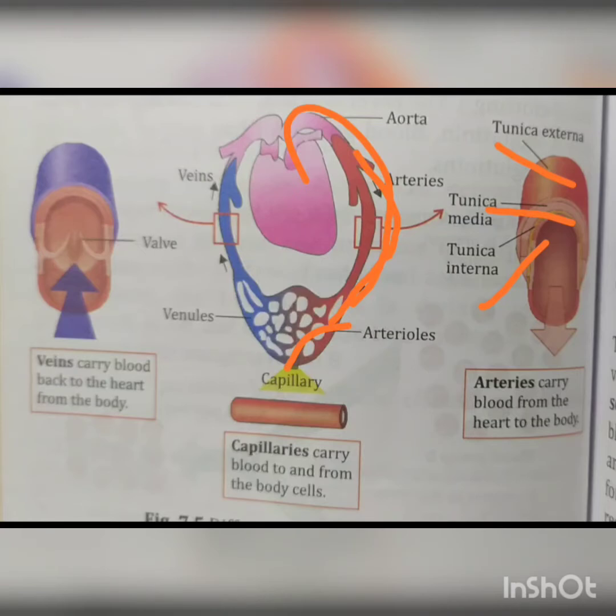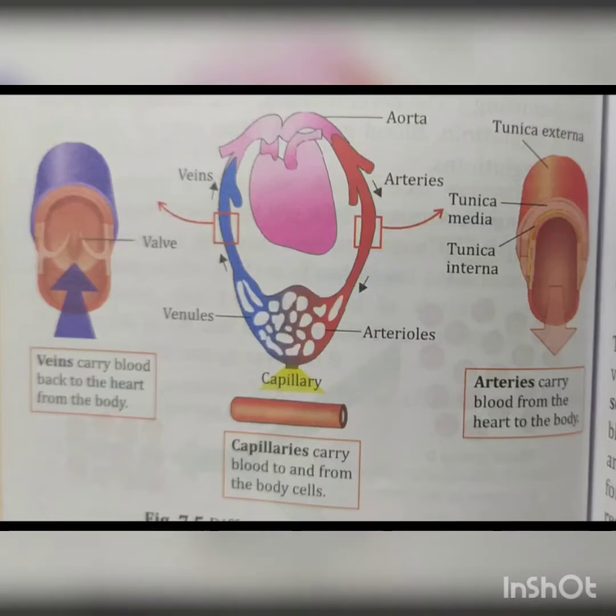Arteries have a narrow lumen. The major arteries diverge into minor arteries and then into smaller vessels called arterioles. The arteries are deeply situated in the body. Arteries do not possess any valve because the blood flows in them unidirectionally, that is, from the heart towards the body parts.